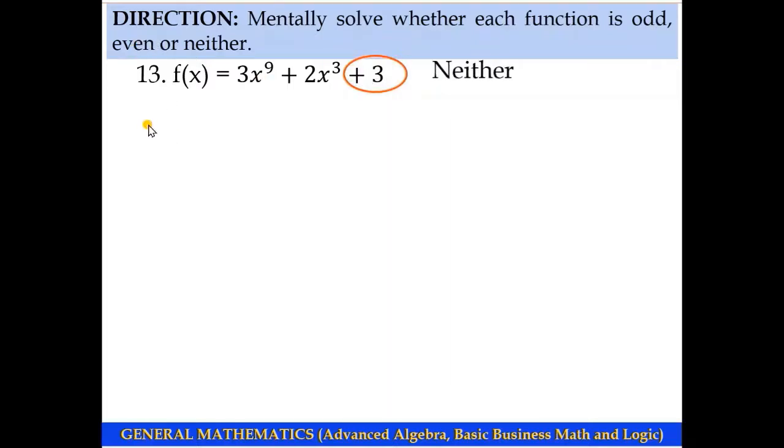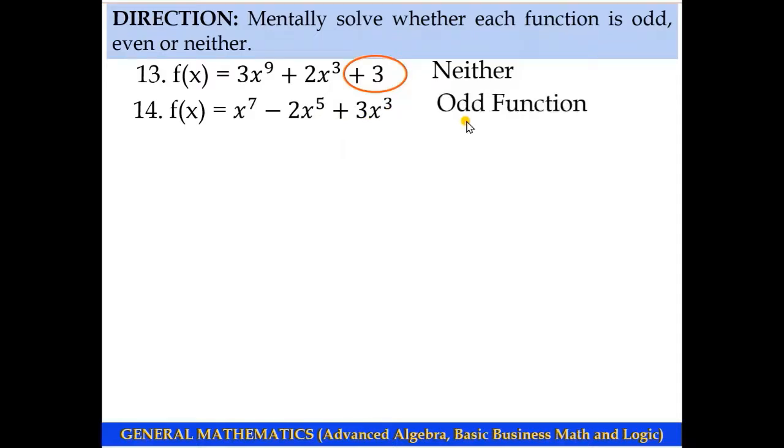Number 14. F of x is equal to x raised to 7 minus 2x raised to 5 plus 3x cubed, an odd function, because all of the exponents of this polynomial function of degree 7 are odd. The exponents are 7, 5, and 3, and they are all odd. Therefore, this belongs to odd function.